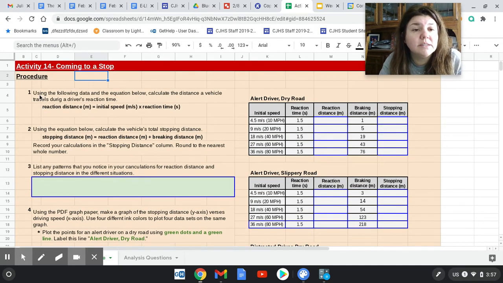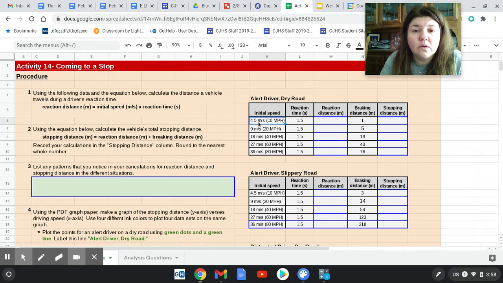What it says is, using the following data and the equation below, calculate the distance a vehicle travels during a driver's reaction time. The distance a driver travels during their reaction time, we call that reaction distance. In order to calculate the reaction distance, you're going to take the initial speed and multiply that by the reaction time. In this first scenario, here's the initial speed or the driving speed, and we're going to multiply that times the reaction time, which is right here.